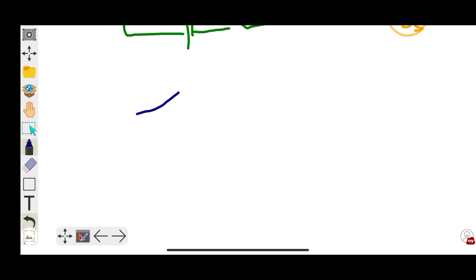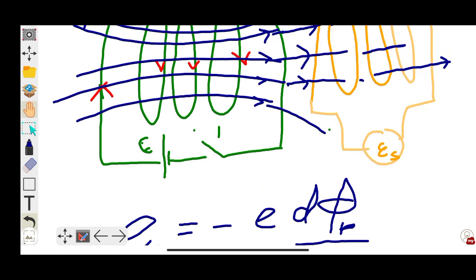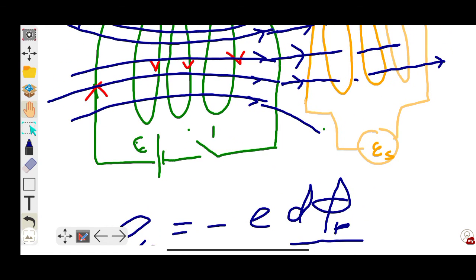EMF induced in one turn of the secondary coil, I'll write it as ES is equal to minus d phi P by dt, because the EMF is actually due to the primary coil in which current has been given. The secondary coil does not have any source of current. The flux was generated by the primary, and we are assuming that all the flux is passing.